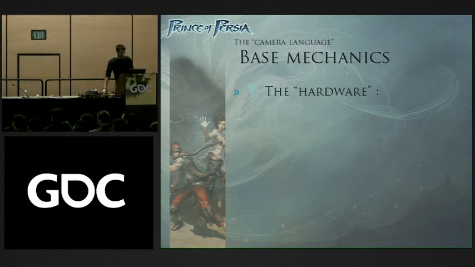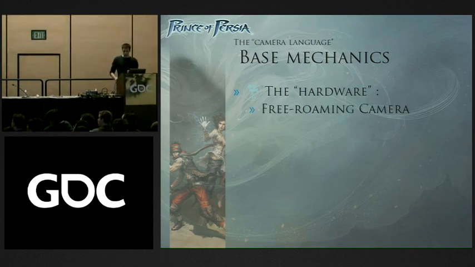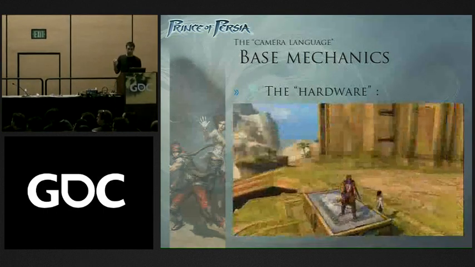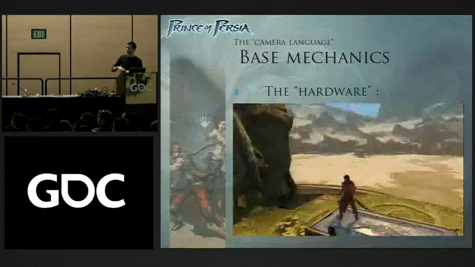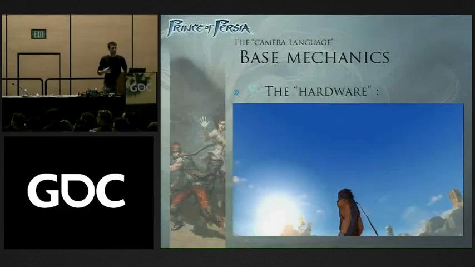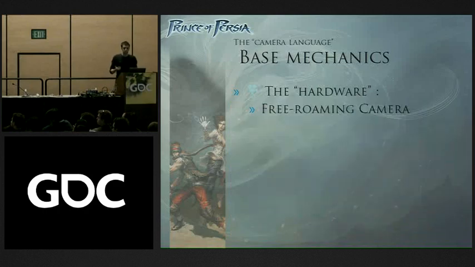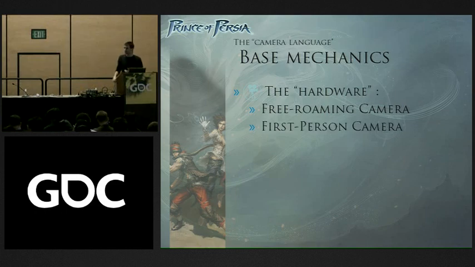So first, the base mechanics. In the cinema, it would be the hardware, the camera, the object. So we have what we call the free roaming camera. It's a third-person camera. You have it in all of your games. And it looks like something like that. You can turn the camera around the player. You can move it up and down on a curve. So this is something you'll find in many games. And this is similar to the hardware that you would have in cinema.